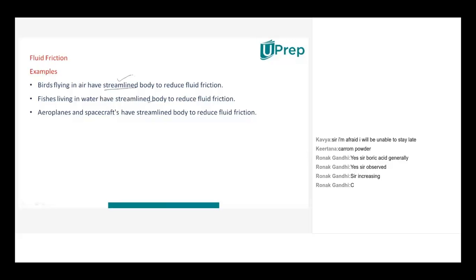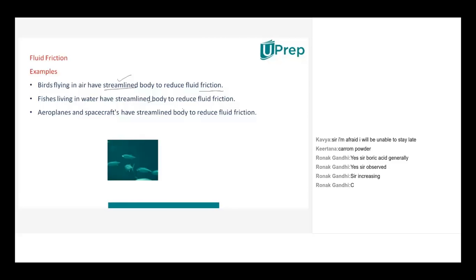Alex, are you there? Yes, sir. So if anything is a flat surface, it will burn, because it takes up a lot of friction. So if the plane was made flat, it wouldn't be able to fly because it would take up a lot of friction. Due to the streamlining, the friction is passed on to the back.